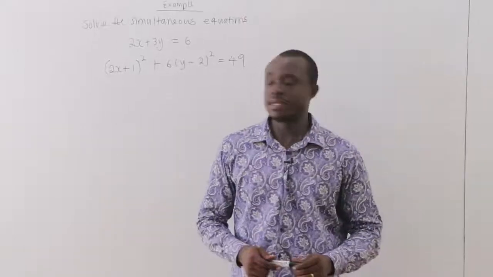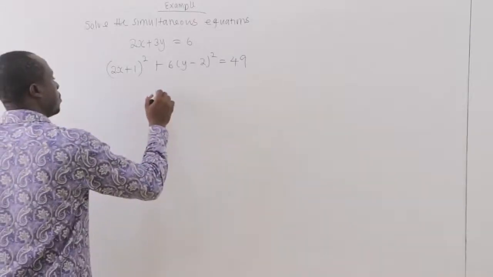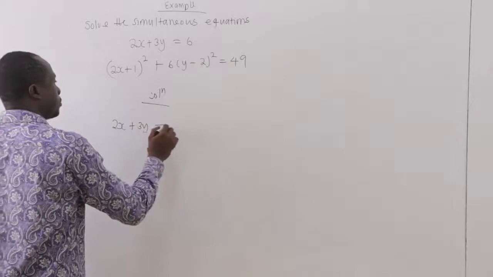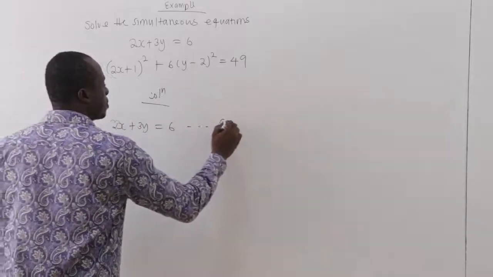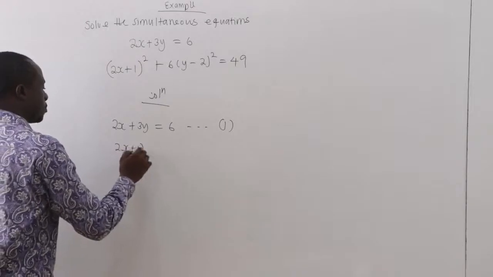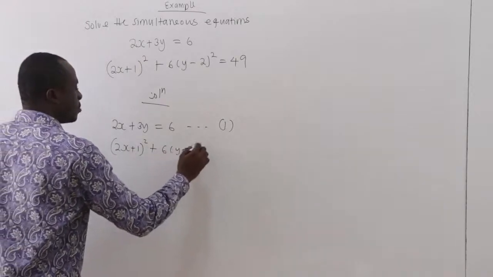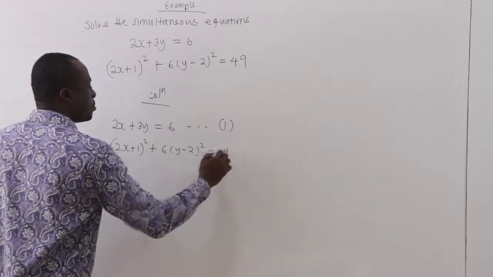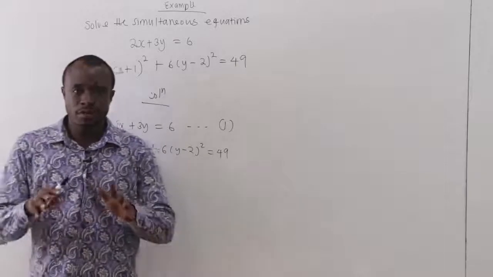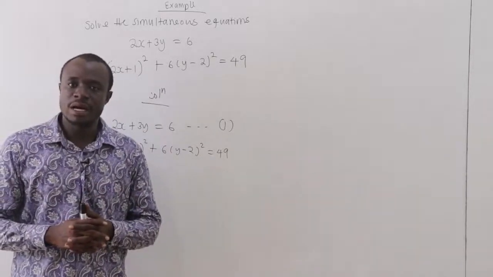Now let's consider this example. Solve the simultaneous equations. The first one, you have 2x plus 3y equals 6. This is equation 1. The second: (2x plus 1) squared plus (y minus 2) squared equals 49. Now you can pause the video, solve the questions, and then compare your final answer with what I get.